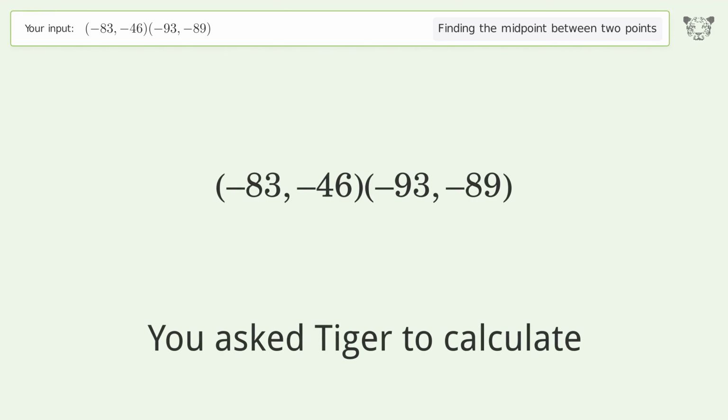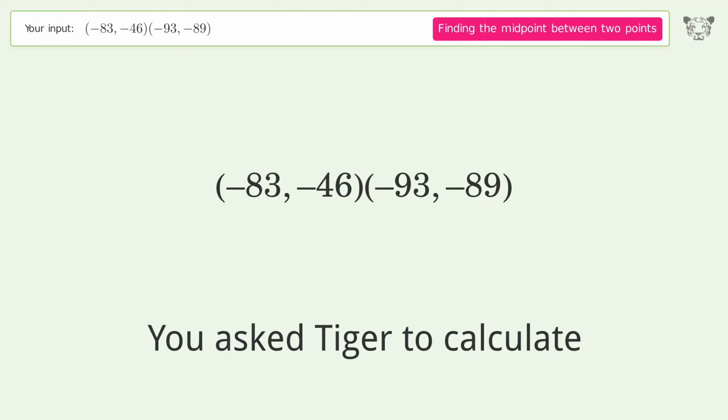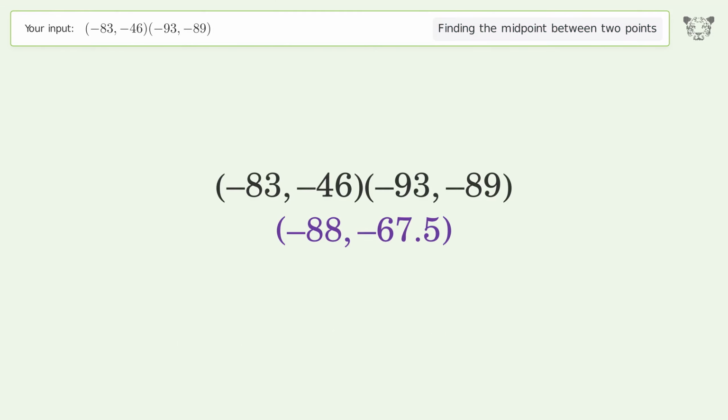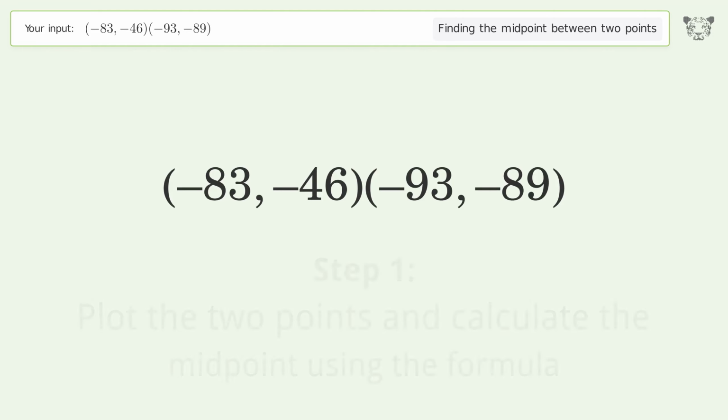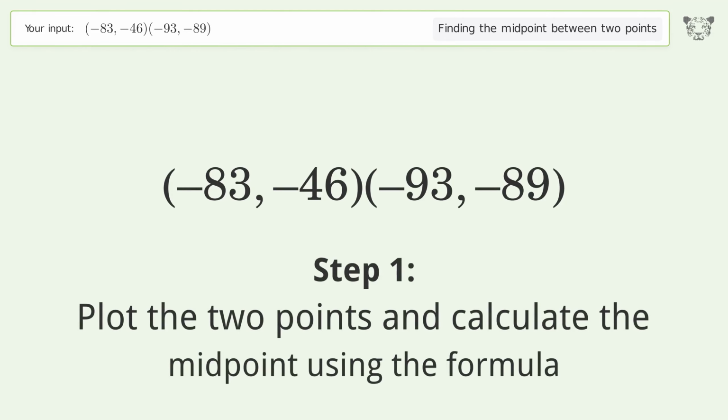You ask Tiger to calculate. This deals with finding the midpoint between 2 points. The midpoint between the 2 points is -88, -67.5. Let's solve it step by step. Plot the 2 points and calculate the midpoint using the formula.